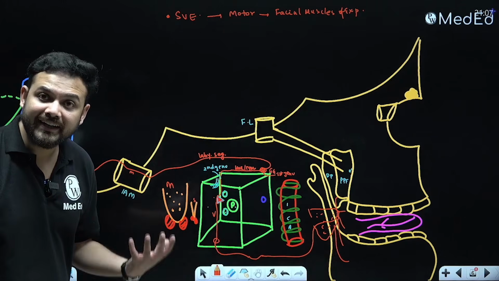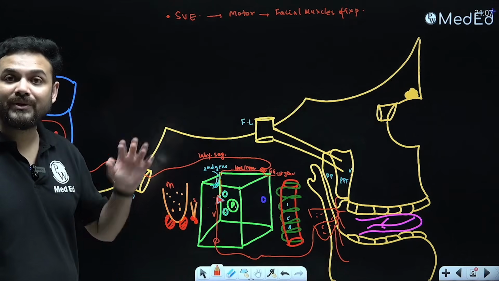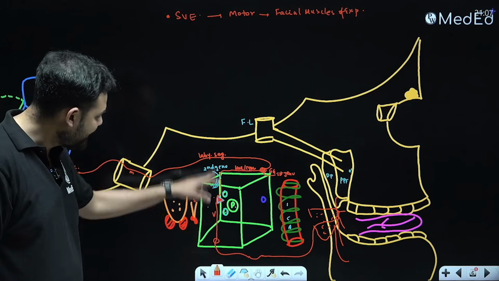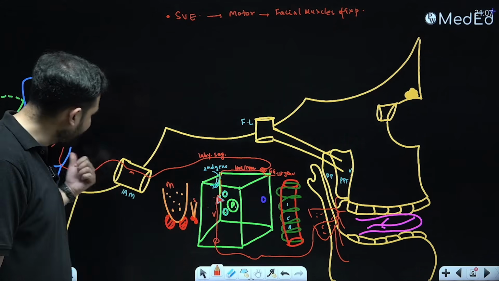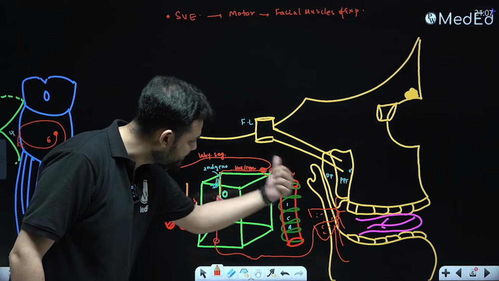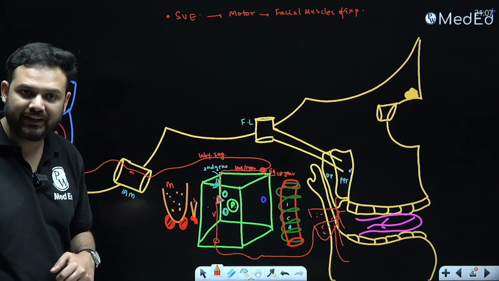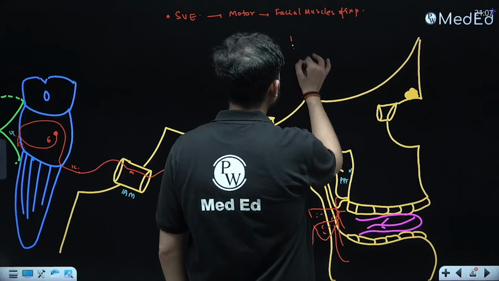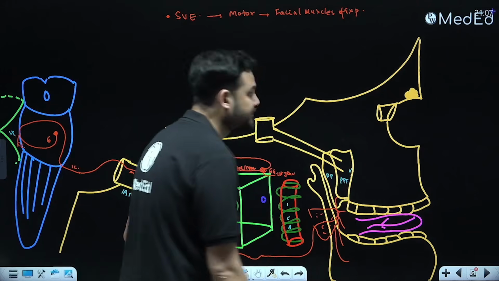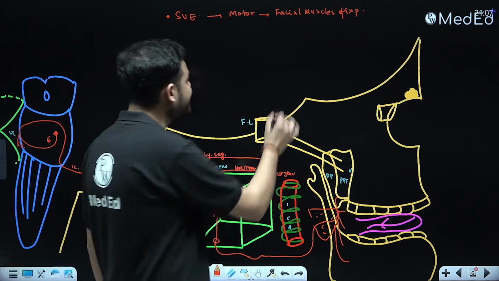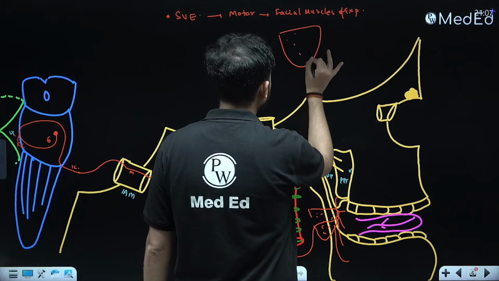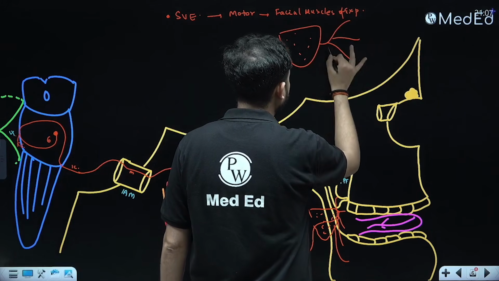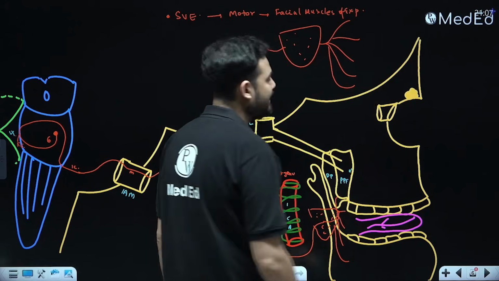So what are the important branches of the facial nerve is my question. This is the whole course we have seen: intracranial part, intratemporal part with 4 segments, and when it comes out into the extracranial part, it goes into the parotid. Now, once this nerve has entered the parotid gland, it will exit from the anterior margin of the parotid and divide into 5 branches.